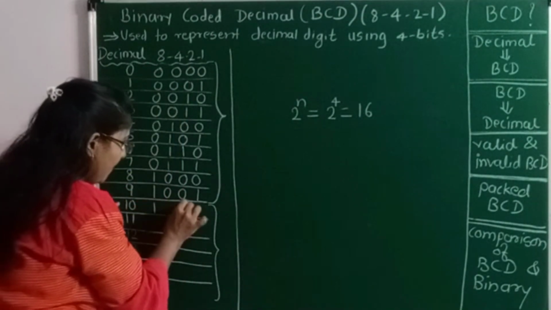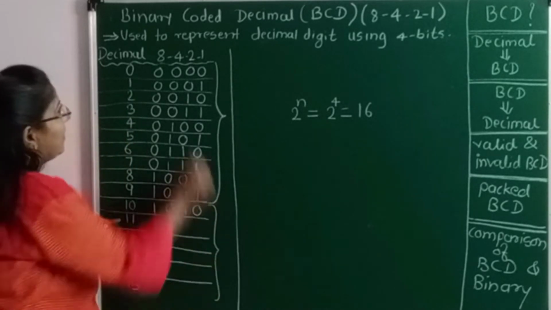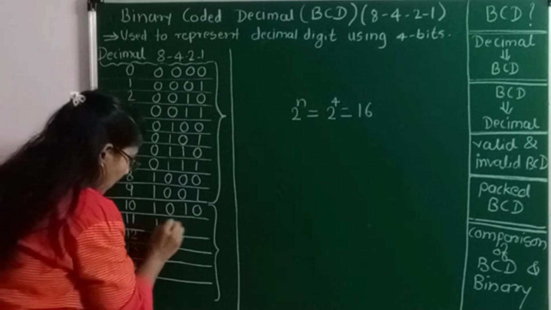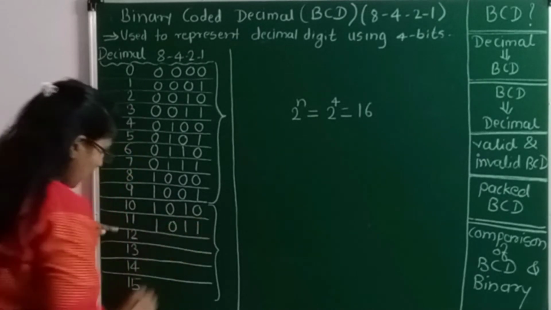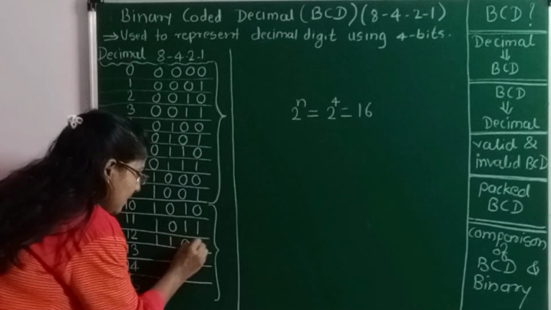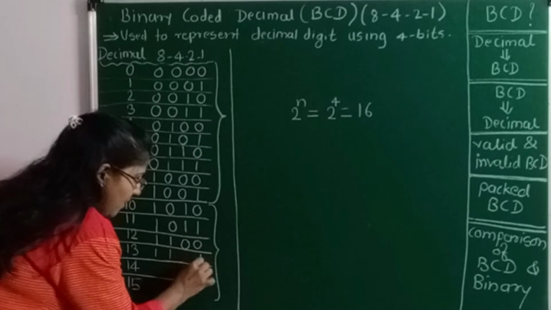So 8 is selected, 2 is also selected. Next one is 11. 8 plus 2 plus 1. So 10 plus 11, so 1, 0, 1, 1. 12. What we have to select? 8 and 4. So write 1, 1, then 0, 0. 13, 8 plus 4, 12 plus 1, 13.